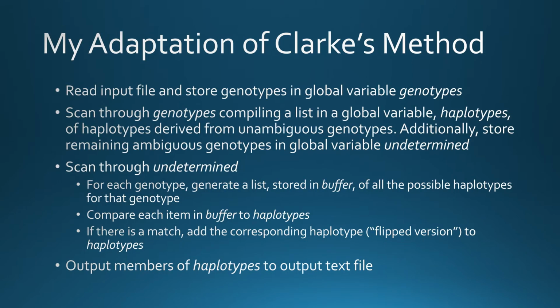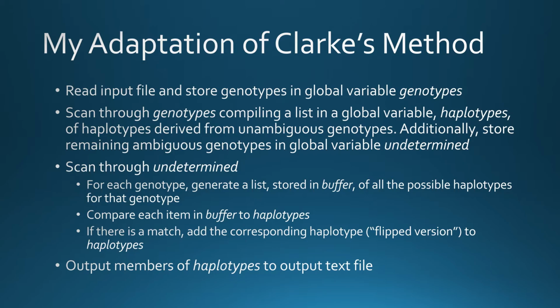I didn't follow Clark's method exactly, but I have an adaptation of it that I used for my algorithm for this project. My adaptation starts by reading in the input file and storing all the genotypes in a global variable, which I call genotypes. Then I scan through genotypes and compile a list, in a new global variable called haplotypes, of the haplotypes that I can derive from the unambiguous genotypes, just like in Clark's method. Additionally, I store the remaining ambiguous genotypes in another global variable called undetermined, since those are the ones we haven't yet found haplotypes for.